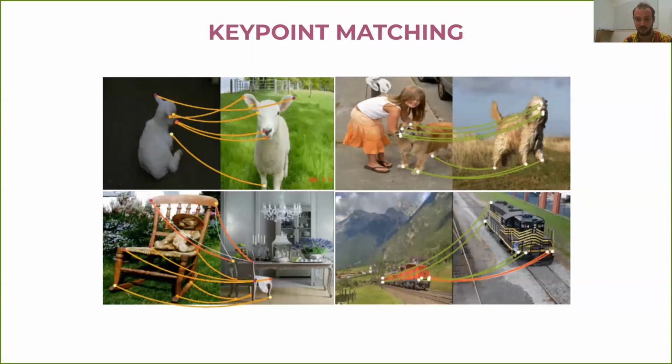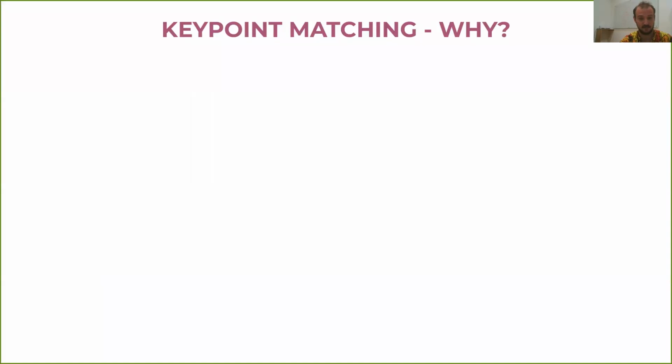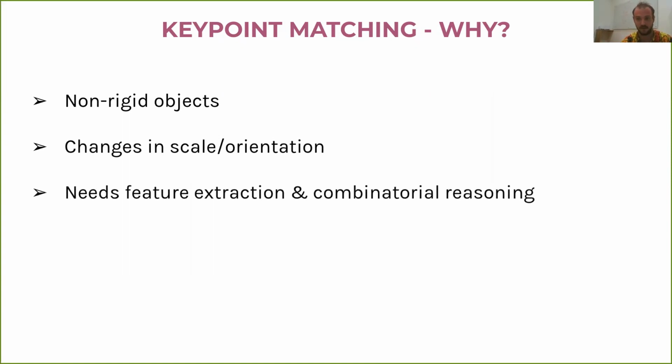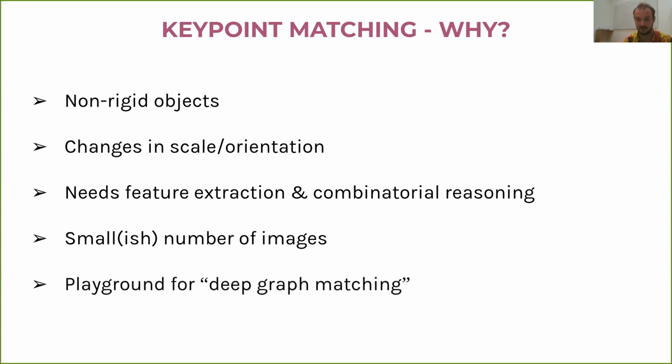Feel free to pause the video and enjoy the difficulty of these examples. We have seen that the examples include non-rigid objects and changes in scale and orientation. Therefore, any method that wants to be successful needs to combine strong feature extraction with good combinatorial reasoning. Additionally, since there is only a small number of images available, there needs to be good combinatorial generalization. These are the reasons why this benchmark became a playground for aspiring deep graph matching methods.